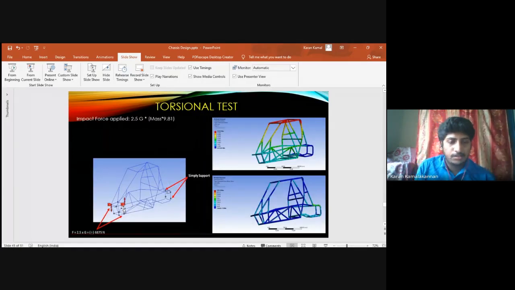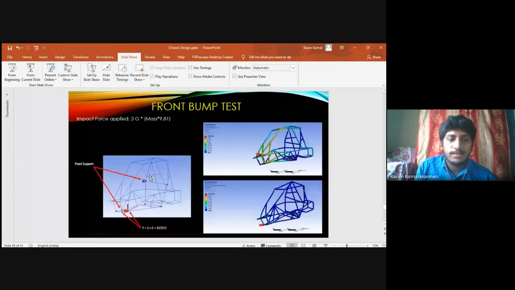And torsion, like when we have a bump, what happens as the vehicle twists. This is what the twisting will take care of. We will be giving half of the G that we experience in front and rear. Next is the front bump test.